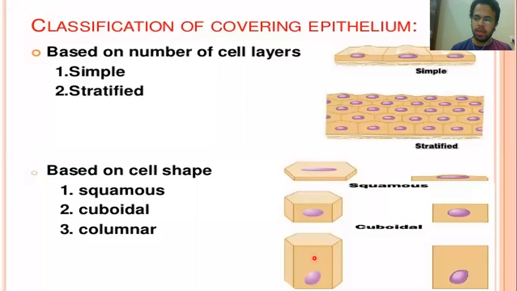So depending upon the shape, we have given names to the epithelial cells. If the epithelial cells have a squamous shape, we say that this is the squamous epithelium. If the epithelial cells have a cuboid shape, we say that this is the cuboidal epithelium. So depending upon the shape, we have classified these epithelial cells also, right, class?